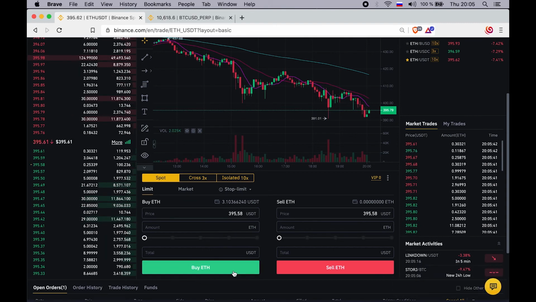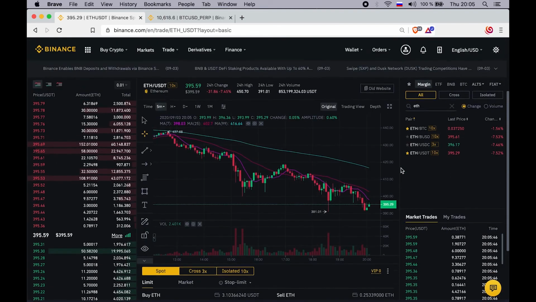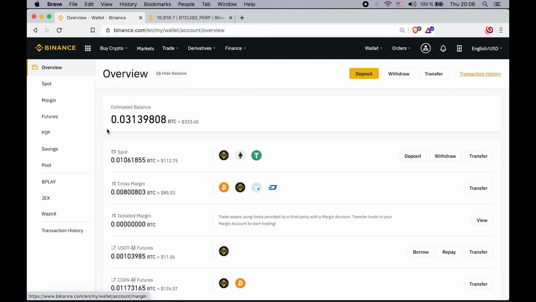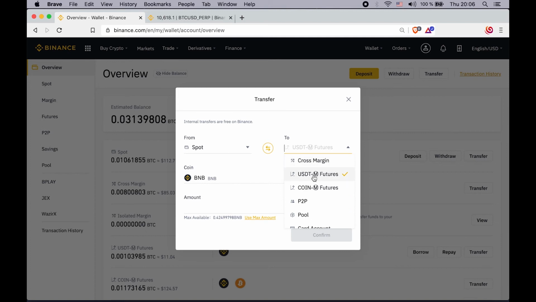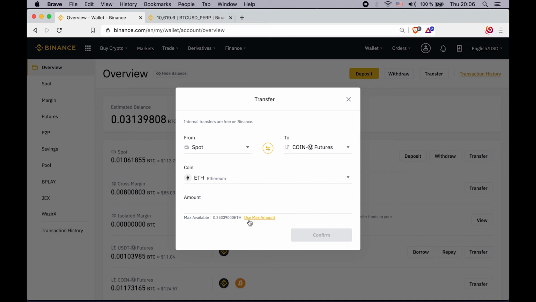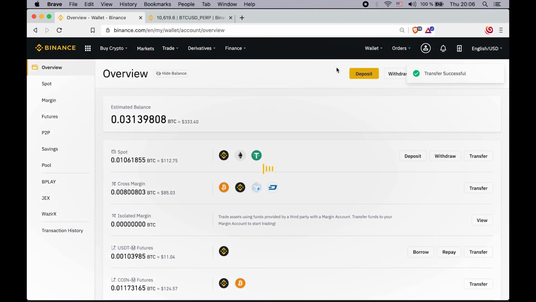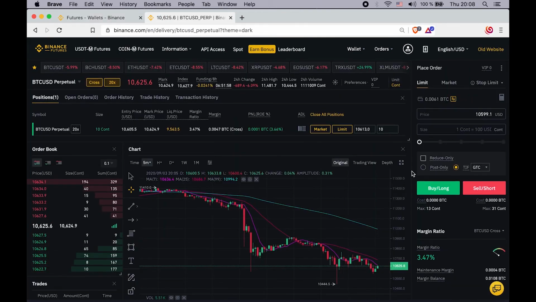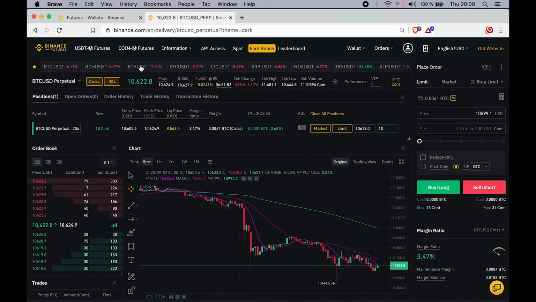Now we're buying 0.25 Ethereum for this 103 bucks. Here we are, bought 0.25 ETH. And now we need to transfer this ETH from the spot wallet to our coin margin futures wallet. Here we are doing this. Click confirm, and now we see on our coin margin futures wallet not only BTC and BNB but also ETH, which we transferred. So now we can open an ETH position.